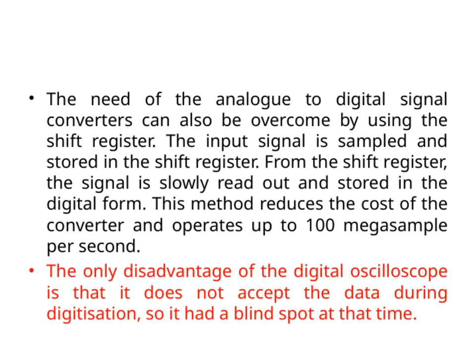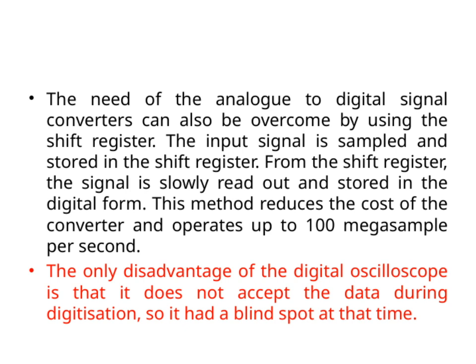This method offers a couple of key advantages. For one, it helps reduce the overall cost of the converter. Plus, it can operate at quite high speeds, up to 100 megasamples per second, which is impressive for many high-speed applications. However, there's an important limitation to keep in mind. When using a digital oscilloscope with this method, it can't accept new data during the digitization process itself.